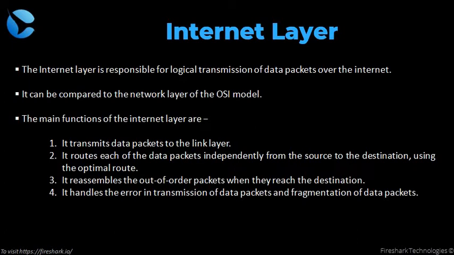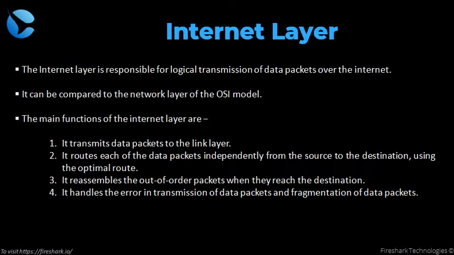The main responsibility of the internet layer is to send packets from any network so that they arrive at the destination irrespective of the route they take. It can be compared to the network layer of the OSI model. It is responsible for the logical transmission of data packets over the internet. The main functions are listed below.